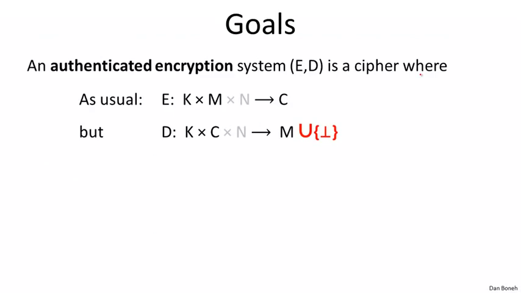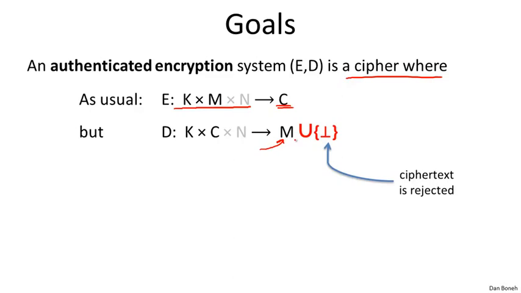Authenticated encryption is a cipher where, as usual, the encryption algorithm takes a key, a message, and a nonce, and outputs a ciphertext. The decryption algorithm, as usual, outputs a message. However, here the decryption algorithm is allowed to output a special symbol called bottom. When the decryption algorithm outputs the symbol bottom, basically it says that the ciphertext is invalid and should be ignored. The only requirement is that this bottom is not in the message space, so that in fact it is a unique symbol that indicates that the ciphertext should be rejected.